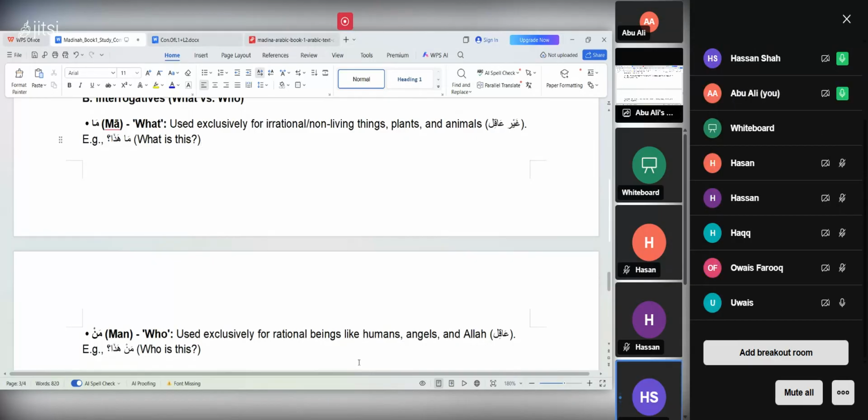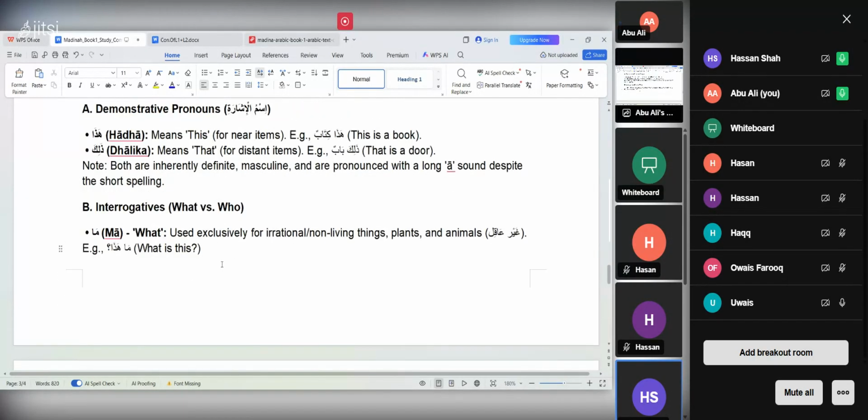Intelligent beings, you'll use man. Okay. Mr. Uwais Farouk, can you tell me which one is for non-intelligent beings? It would be Ma. I said, Mr. Is that it? That's everyone.